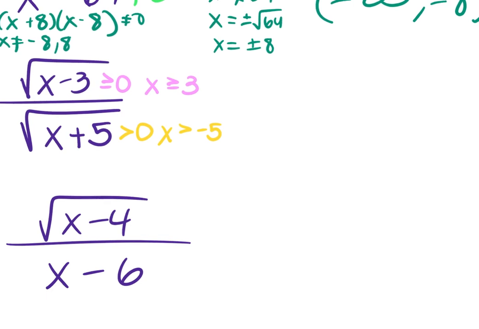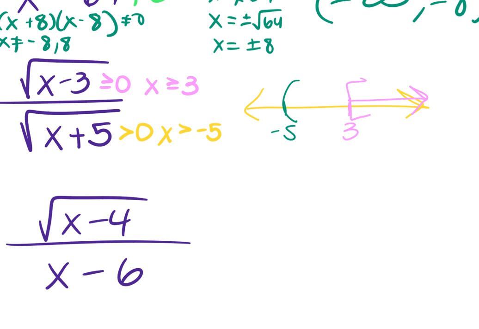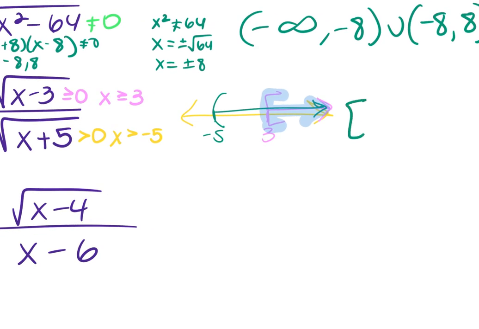And then if I put these both on the number line, because I need it to be true for both, it's got to be greater than or equal to 3, which would be a bracket on the 3 pointing to the right. And it's got to be greater than negative 5, which would be a parentheses on the negative 5 pointing to the right. And then we can only keep where the overlap happens because it has to be true for both of these. So I go from 3 to positive infinity with a bracket on the 3. If I plug in something between negative 5 and 3, okay, so let's just say I plugged in 0, it would work in the bottom, but it's not going to work in the top, and it has to work in both.